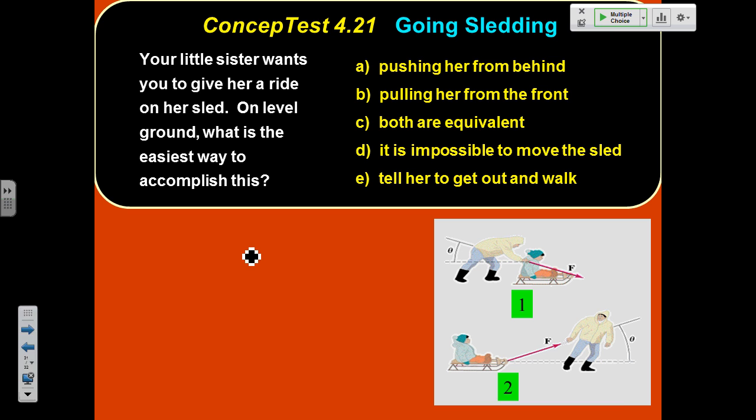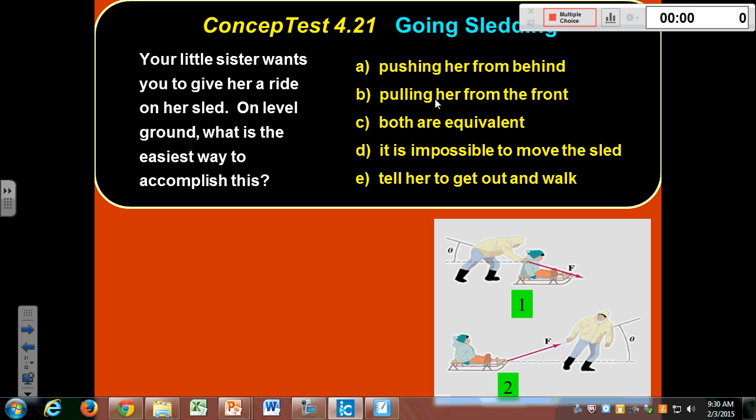All right, one more here. We've talked about this, but your little sister wants you to give her a ride on her sled. On level ground, what is the easiest way to accomplish this? Do you push down in the front, or do you pull up in the back? Excuse me. Do you push from behind, like this guy, where he's pushing down, or do you pull up from the front? Both are equivalent.